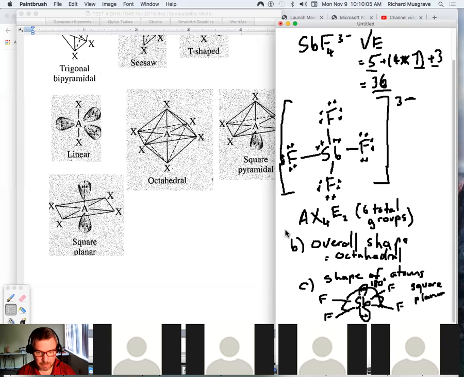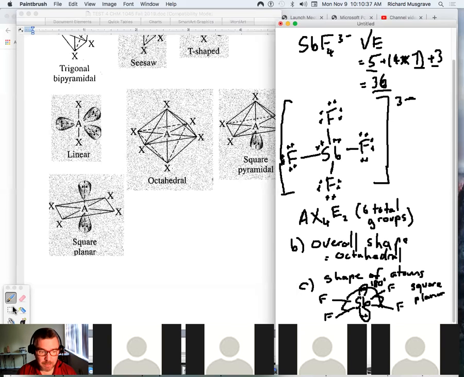Okay. You got the AX4E2 because there's the four Fs and then you had two pairs left over? Two electron pairs, yeah. On that central element. Remember, those two pairs are a result of the fact we have to use all 36 valence electrons we calculated. Okay. Any other questions?